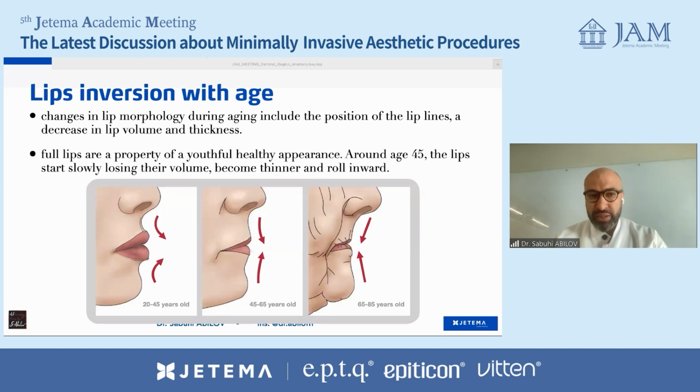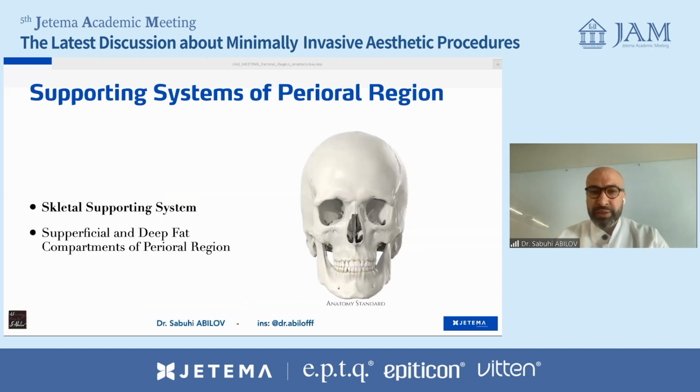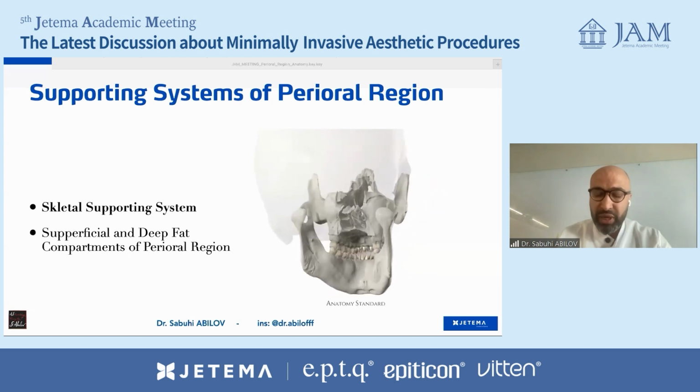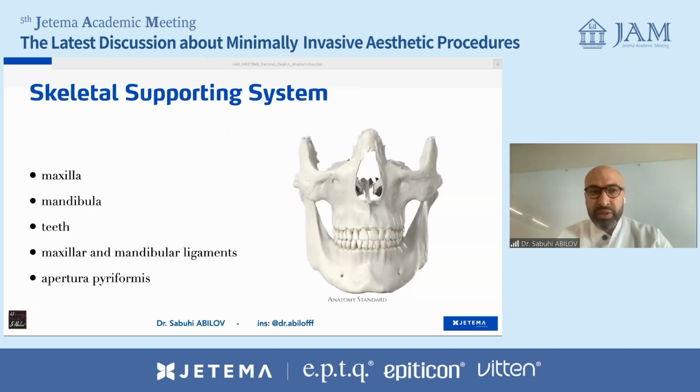That's why the changes in lip morphology during aging include the positioning of the lip lines and also the inversion of the lips inside the mouth. When we analyze the patient, we have to think about the supporting system of the perioral region. First, our supporting system is the skeletal supporting system, which you can see in the slide. The skeletal supporting system is the maxillary and mandibular bone, and also teeth, maxillary and mandibular ligaments, and the apertura piriformis.